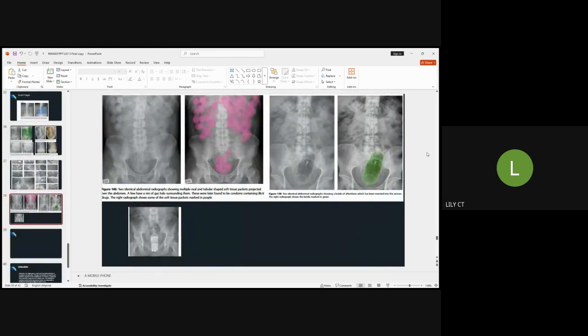And also here we have tubular shaped soft tissue packets projected all over the abdomen, most likely drugs. So we have here, there are also parts of foreign bodies that can be ingested. Here we have an aftershave bottle that has been inserted into the rectum. Here we have a mobile phone.